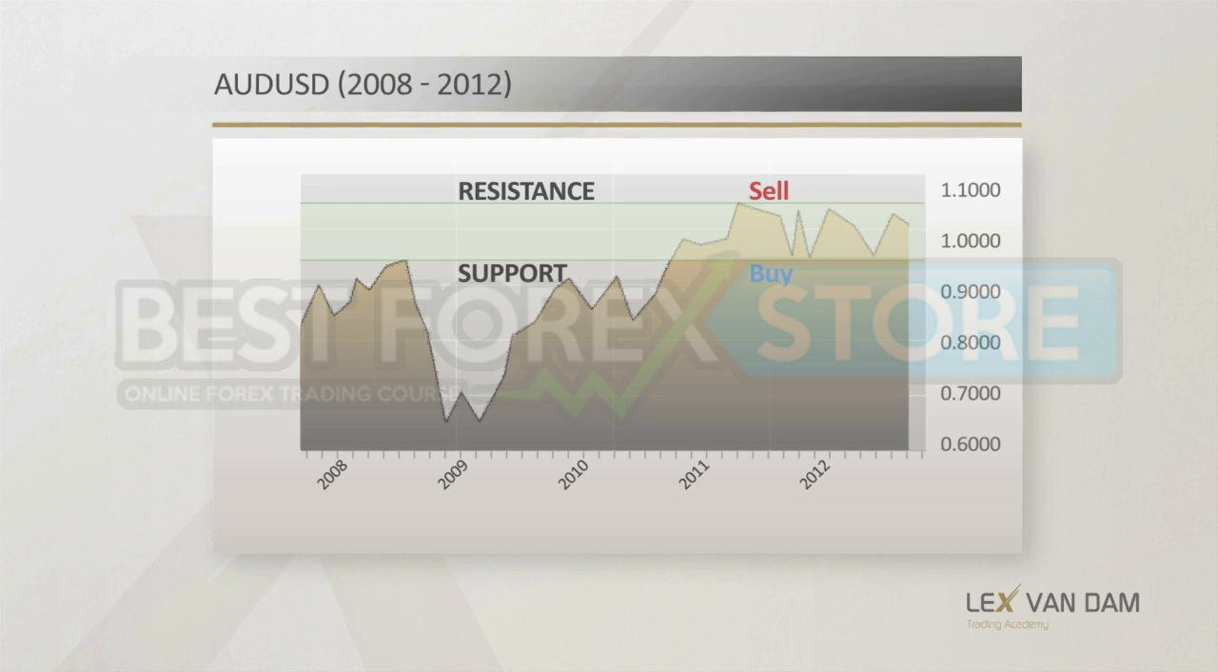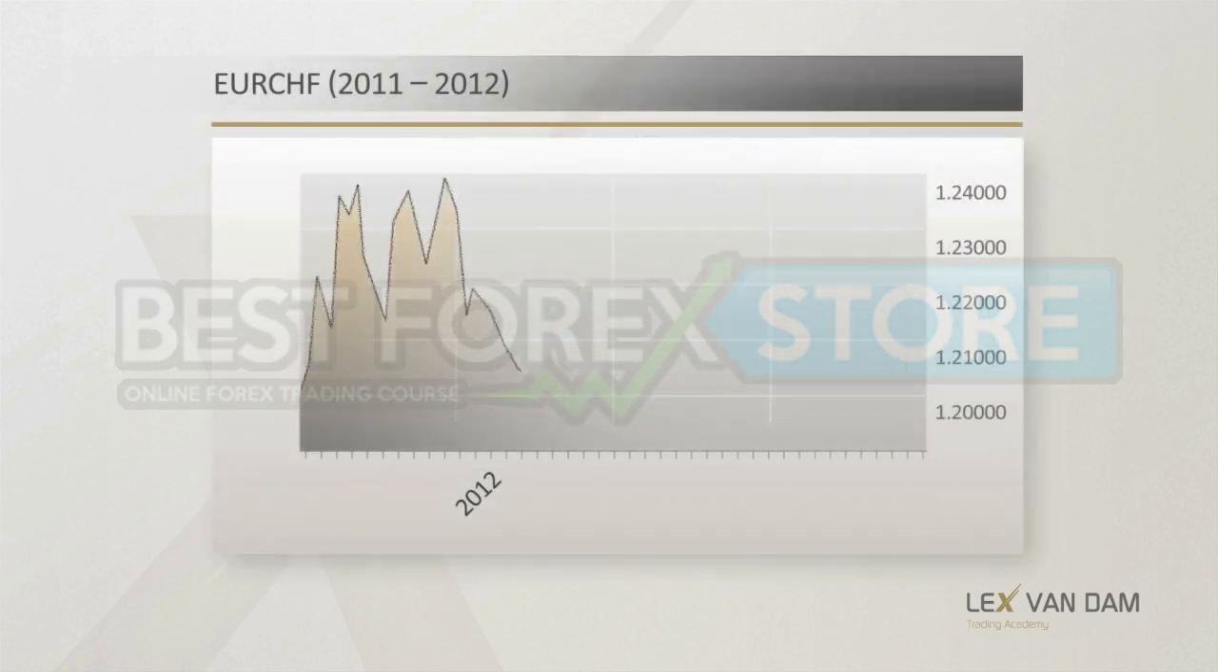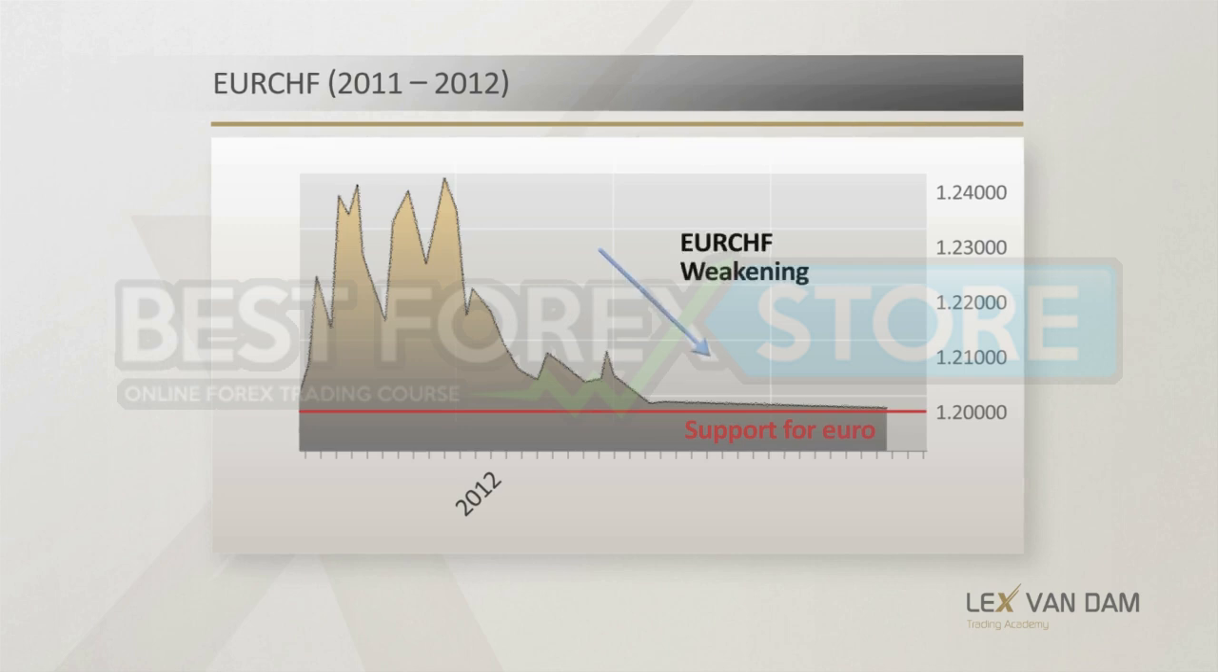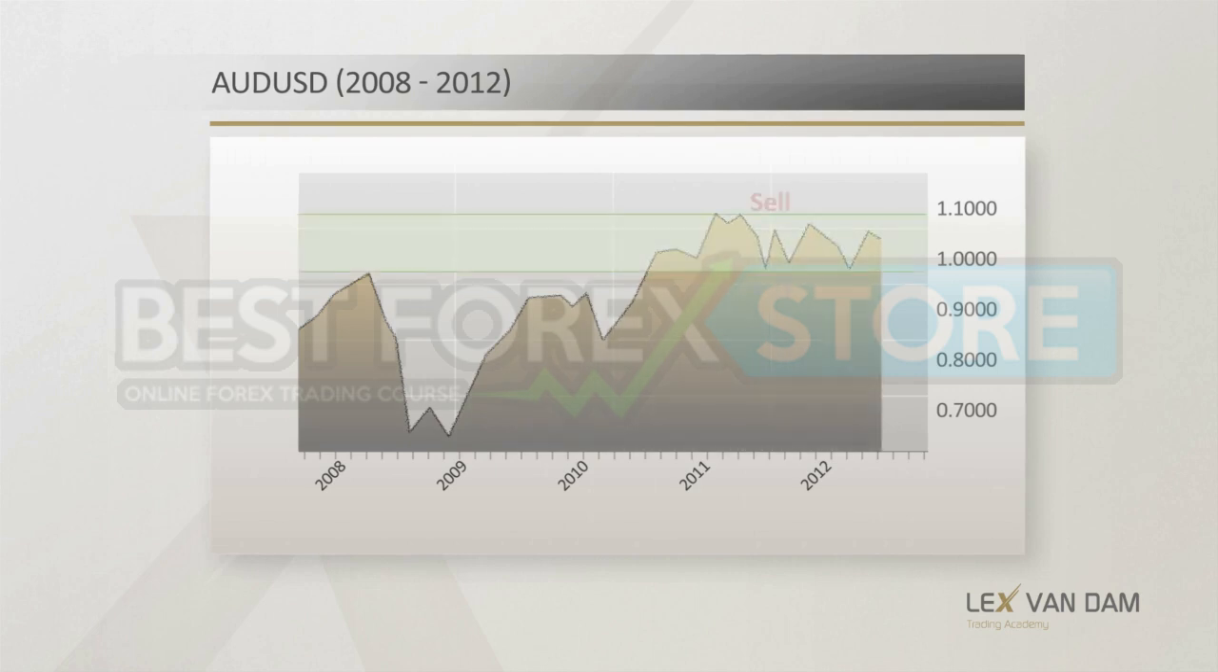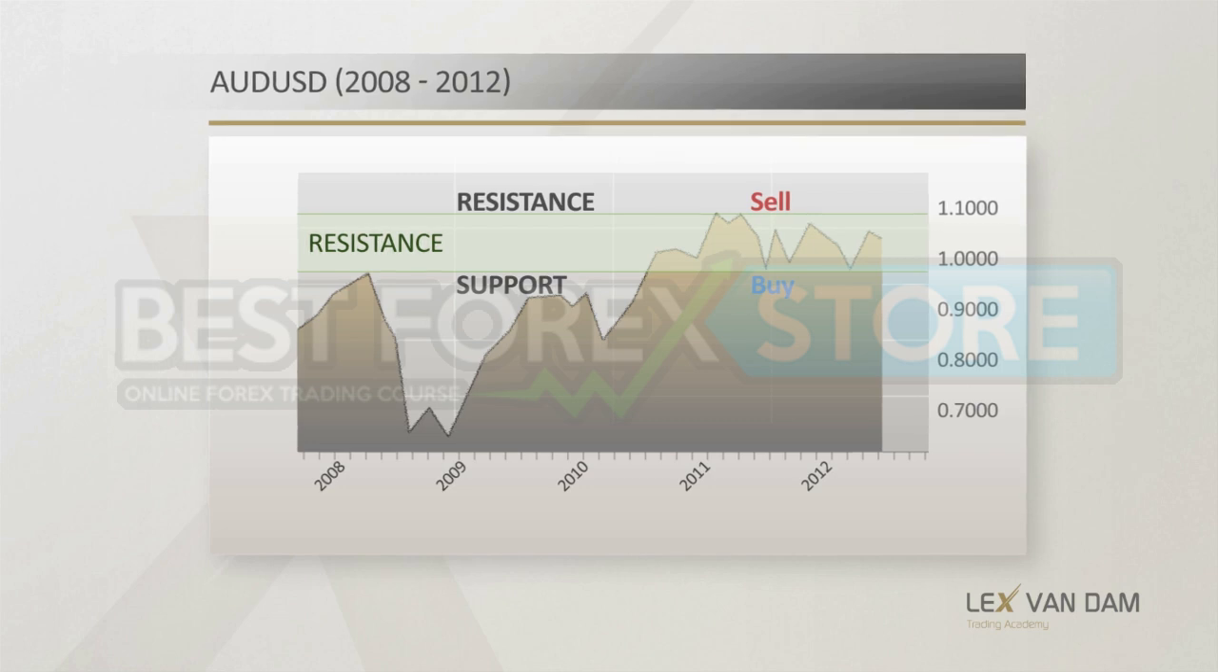You don't want to buy near resistance because a lot of traders are waiting to sell there. Just think of the Swiss Central Bank, which does not want the 120 level of the euro versus the Swiss franc to break. So 120 is a massive support level on the Euro-Swiss chart. Clearly, trends and ranges don't last forever, as we saw on the Aussie dollar chart. And what was resistance in 2008 actually became support in 2011, as we see here.